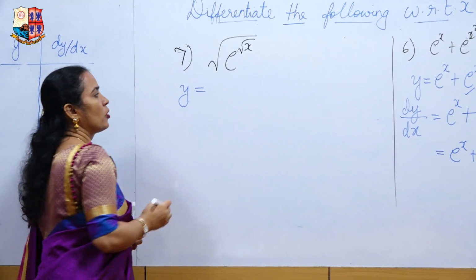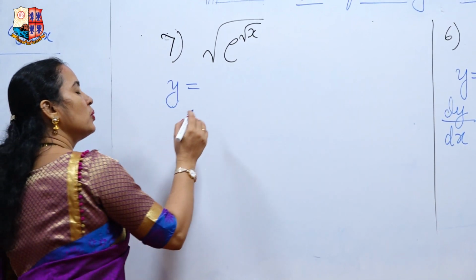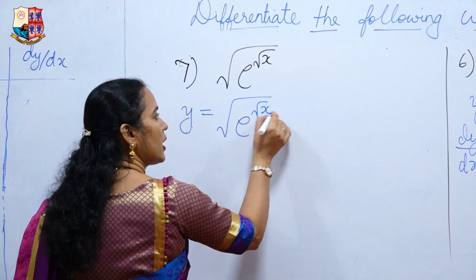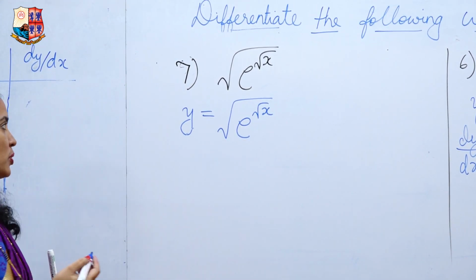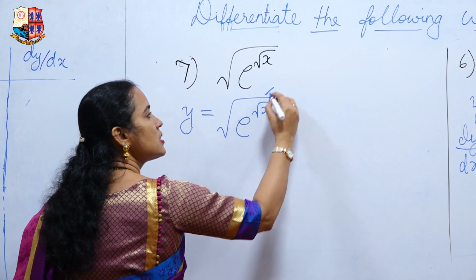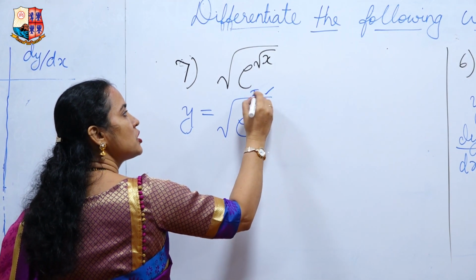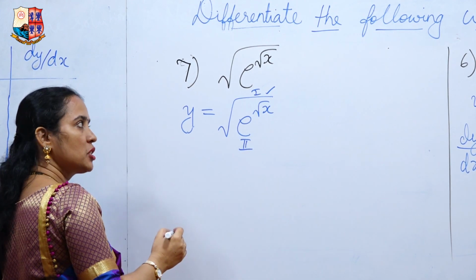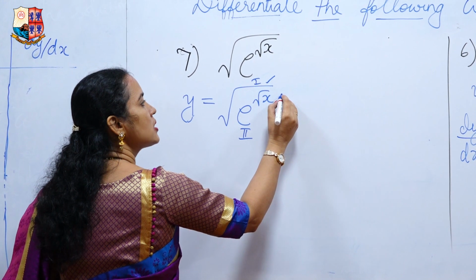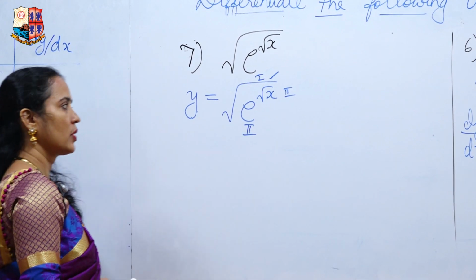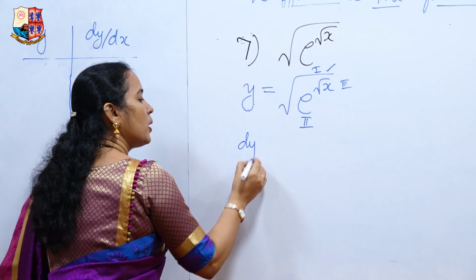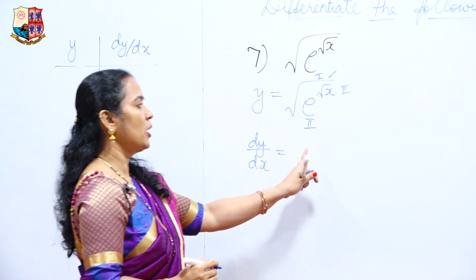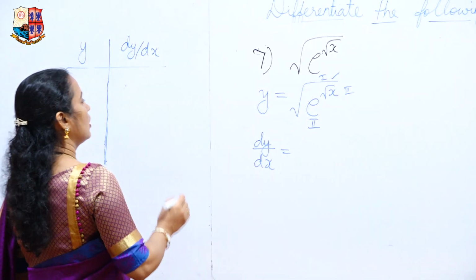Next, seventh problem, y is equal to square root of e to the power root x. So how many functions do you have here? Outermost is the square root, this will be your first function. Then you have e, which will be your second function. Again you have root x, which will be your third function. So dy by dx will be equal to, you will be getting product of three functions.